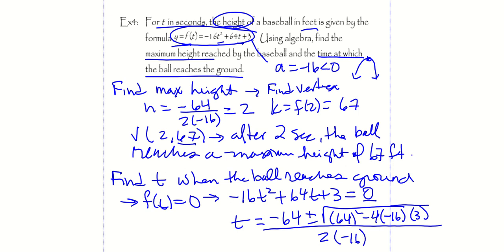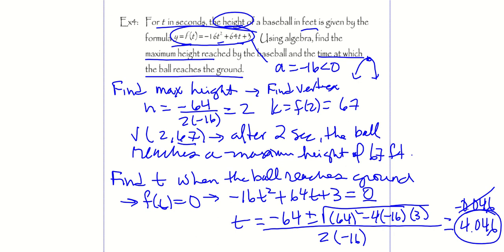And I play that out, and I get two numbers. I get negative 0.046, and I get 4.046. Well, time doesn't start until after I hit the ball, so this negative time is not in our domain. It would be after 4.046 seconds that the ball would reach the ground.